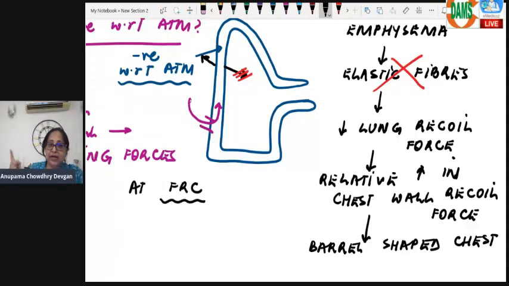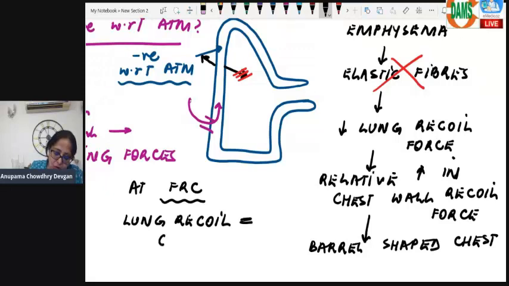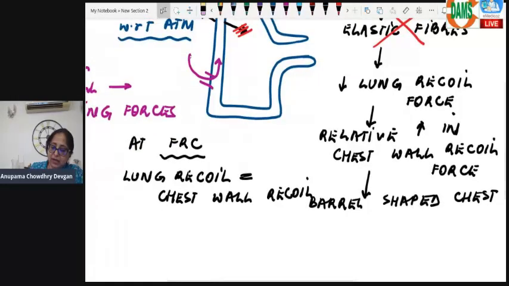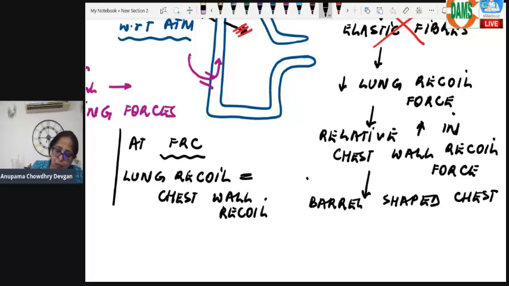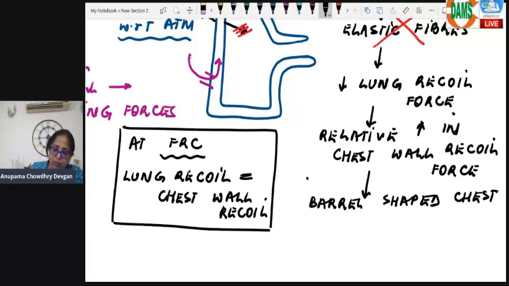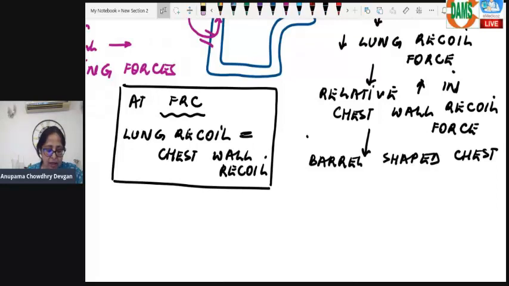What is FRC? We've already discussed functional residual capacity, the lung volume at the end of a normal expiration. At FRC, the lung recoil is equal and opposite to the chest wall recoil. Both the forces are equal and opposite to each other.